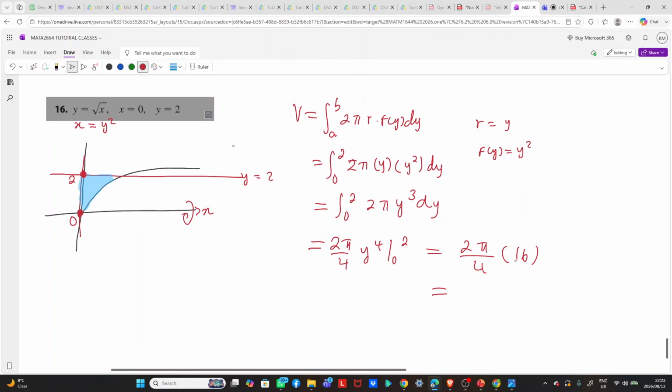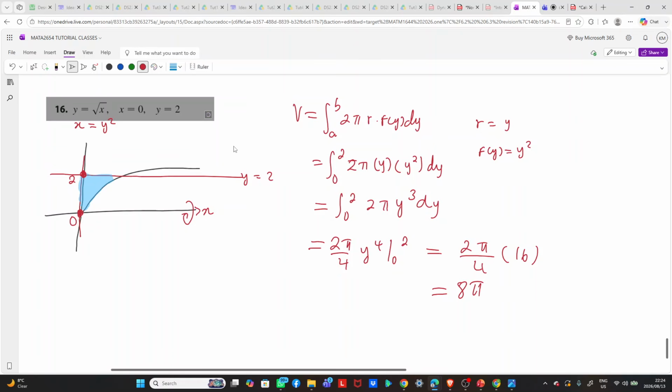2 to the power 2 is 16. 16 over 4 is not 2, it's 4, right? So you'll have 8 pi. So that is how you would do that one.